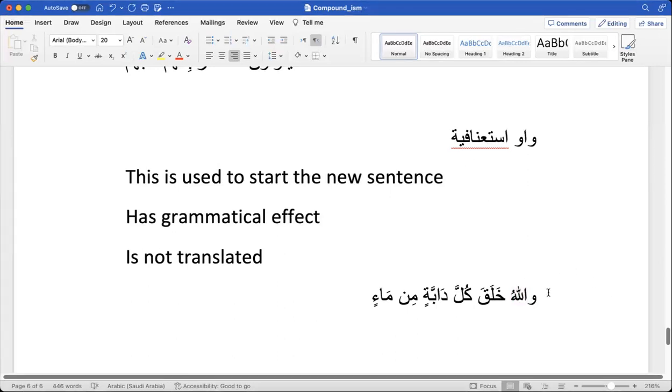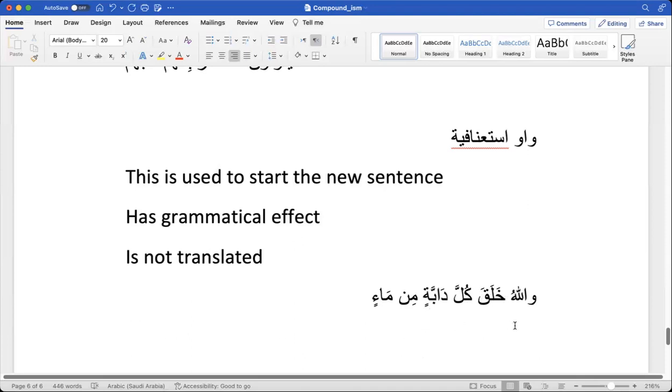Now, why is it not harf ataf? You can see here that previously the sentence might have finished; it's not a continuation. For example, generally, Allahu wa Rasuluhu, Allah and His Messenger, that is a waw ataf. In this case, there is nothing previous here, so it means the beginning. So it's istanafiya, the beginning of a new sentence, and you will not translate it. You will not say 'and Allah'. It does not have any meaning; it is just giving us the indication that it's a new sentence.